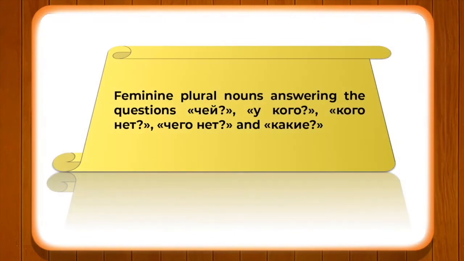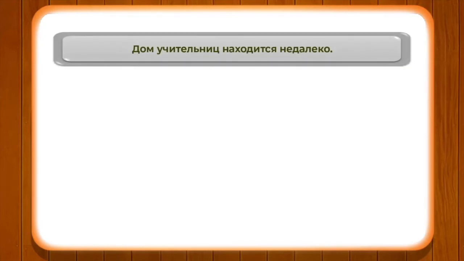Now let's go ahead and pay attention to a few more exercises. We will have some examples of the feminine plural nouns which answer the questions чей, у кого, кого нет, чего нет, and какие. Before that we have seen the usage of the masculine. To understand it fully, now take some examples. Pay attention to the model. Дом учительниц находится недалеко. Дом кого? Чей дом?